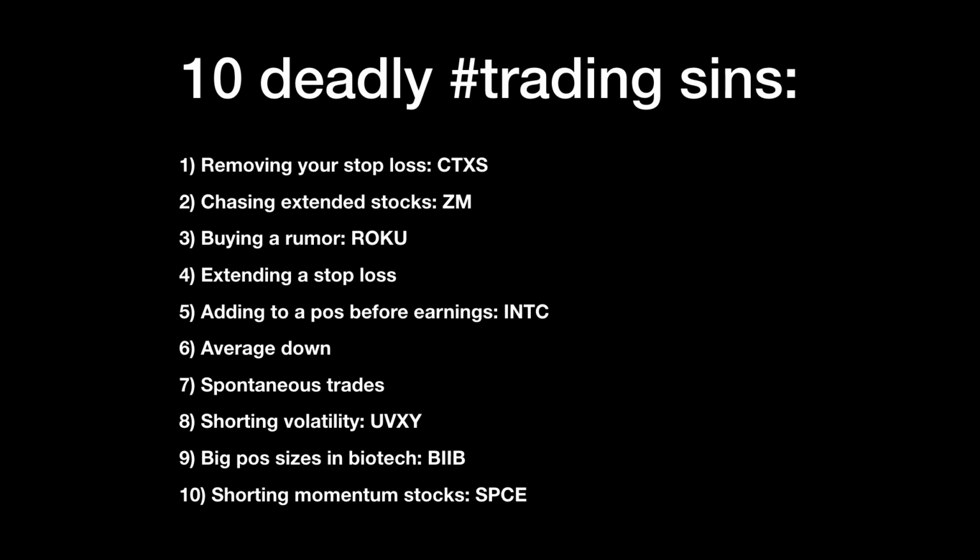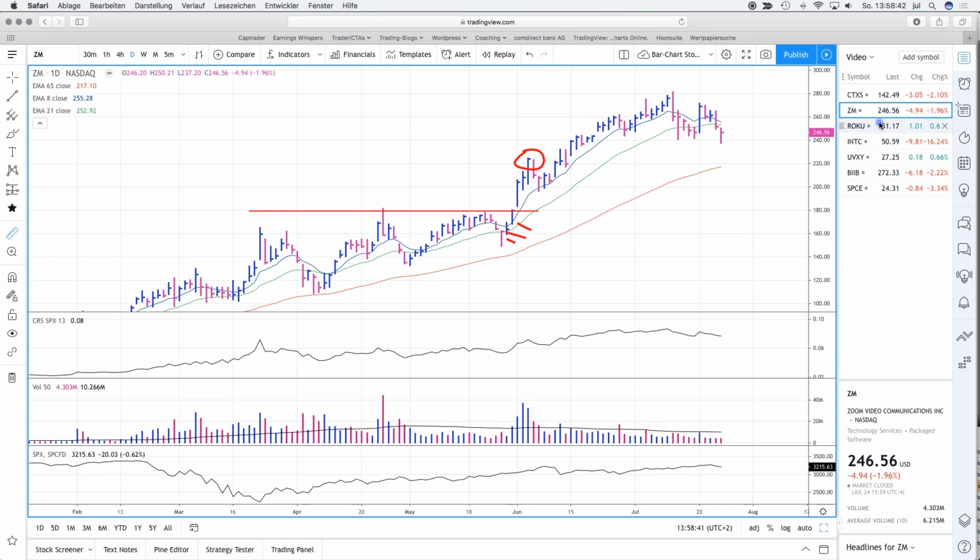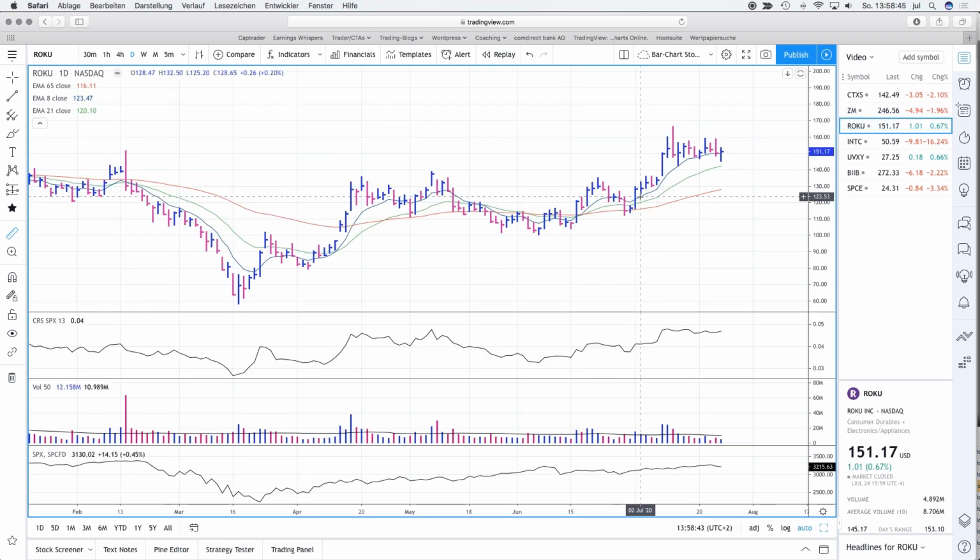A good example is ROKU. I know the stock had a nice rally some days ago, but compare that here on 15th and 16th June, when the rumor was out that Google might take over the company. And you can see what happened. The price went up, yes, of course, and then pulled back, because the professional money, the people who really move the market, do not buy rumors, they buy facts.